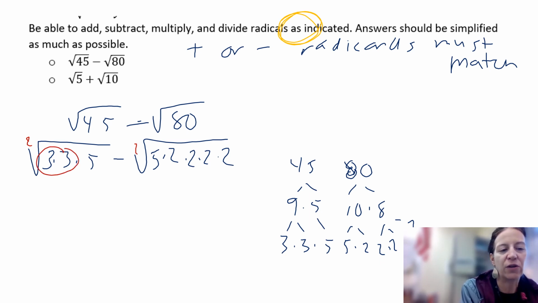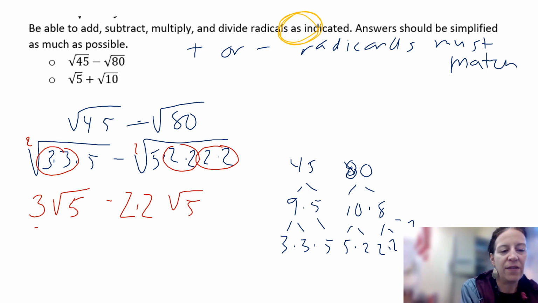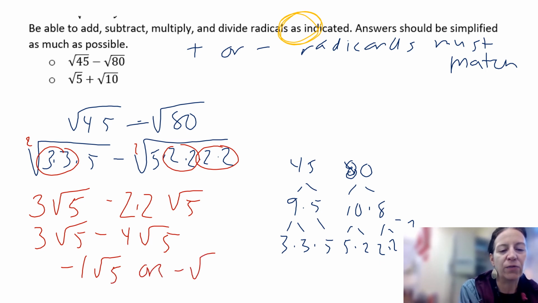Now these are both square roots, which means I am looking for pairs. I'm looking for things that are squared. So the square root of 3 squared is 3, and the 5 would still be underneath. And then over here, I have a couple pairs of 2's. So I have the square root of 2 squared, and then another square root of 2 squared. And then 2 times 2 is 4. And so 3 root 5 minus 4 root 5 is negative 1 root 5. Or you could write negative root 5. Either of those would be fine.